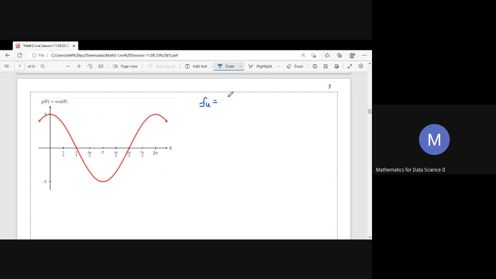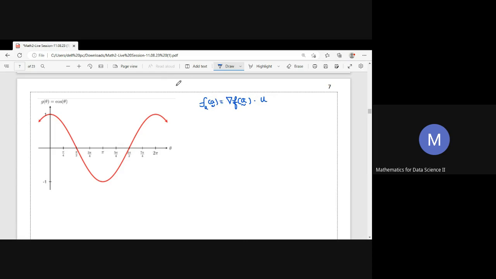Fu is equal to the gradient into the unit vector, that is, the vector u divided by norm u. So the gradient into the unit vector. So this is the directional derivative at A tilde in the direction of u, right?